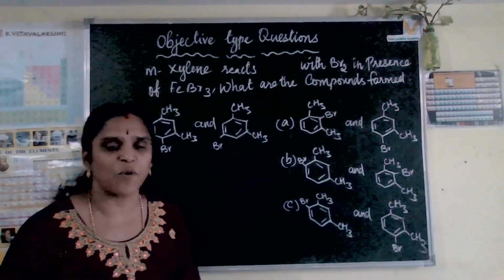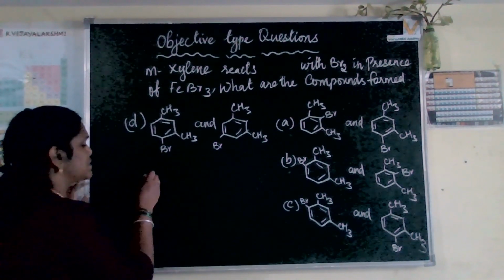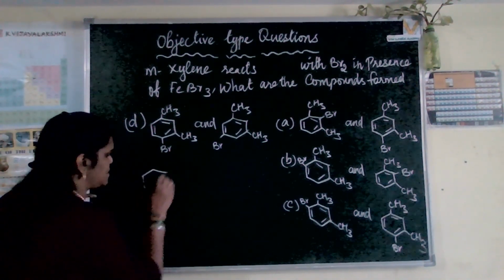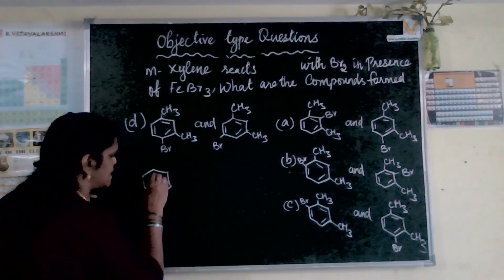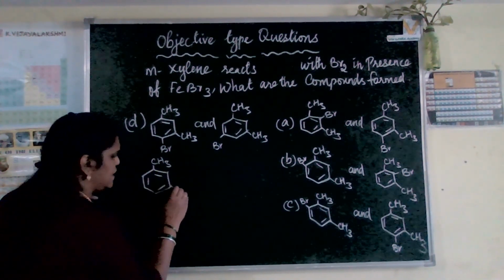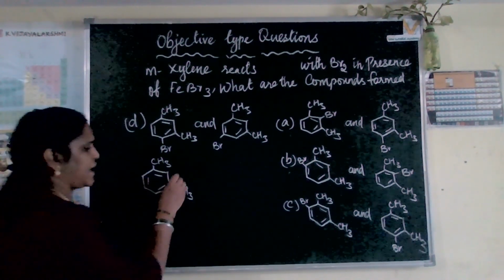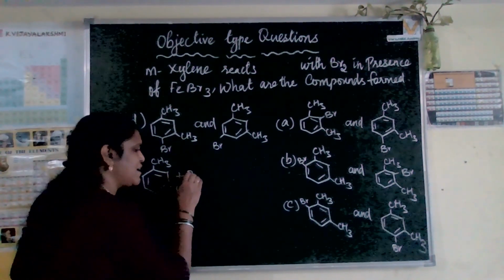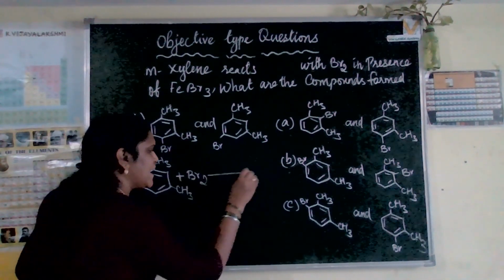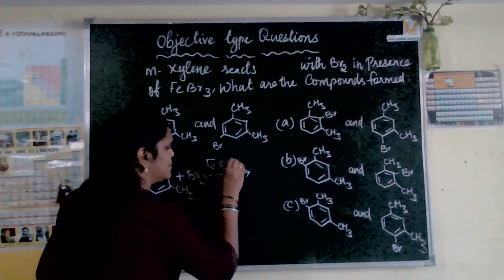What are the compounds formed? Let us go for that first and foremost. What is it? Metaxylene. Now this is the formula for metaxylene: a benzene ring connected with two CH3 groups, at meta positions, one CH3 and the other. Now this one reacts with bromine in the presence of ferric bromide.